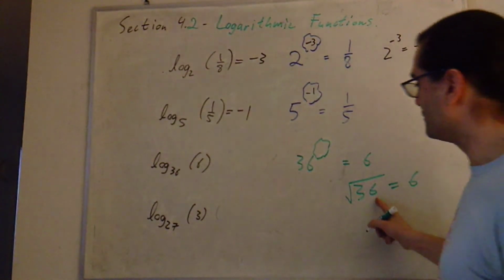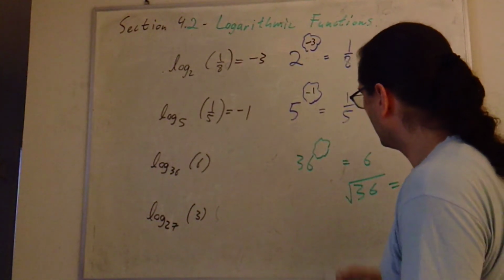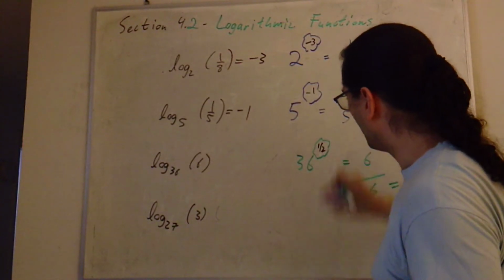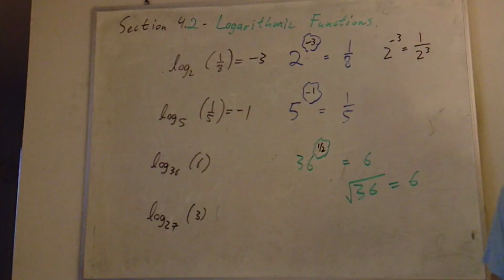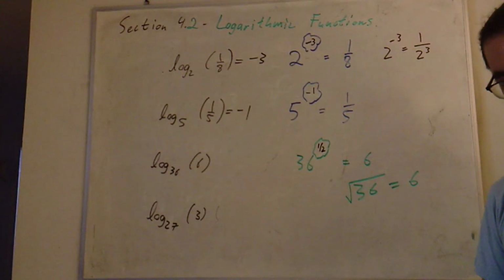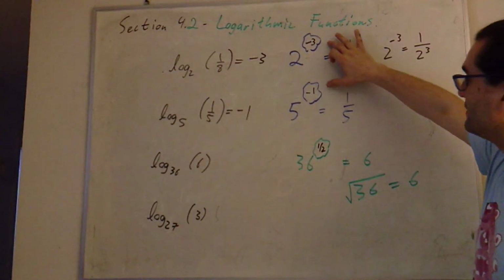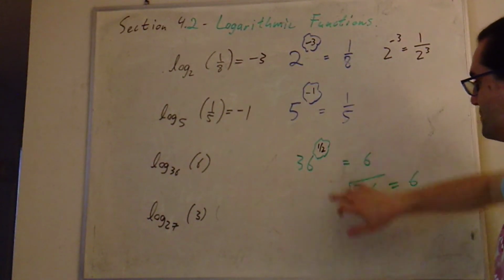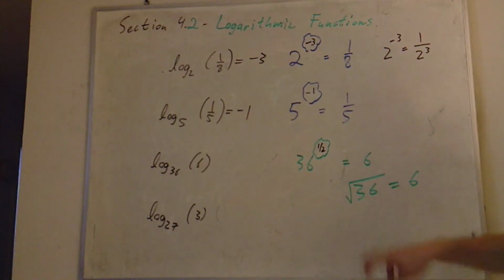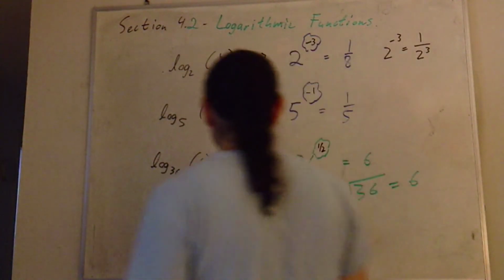And the square root is an exponent of 1/2. Fractional exponents mean roots. Those are the two big weirdnesses you have to keep in mind when you're doing logarithms. Negative exponents mean fractional outcomes. Fractional exponents mean roots. So the answer here is going to be 1/2.